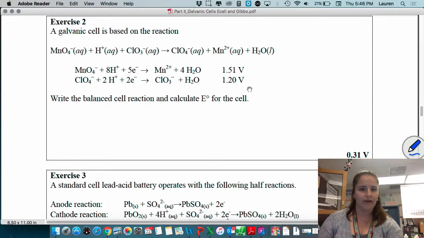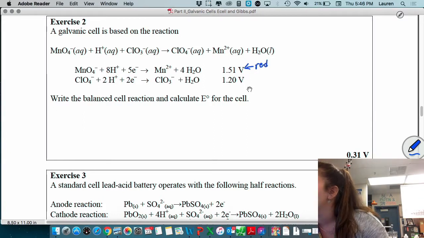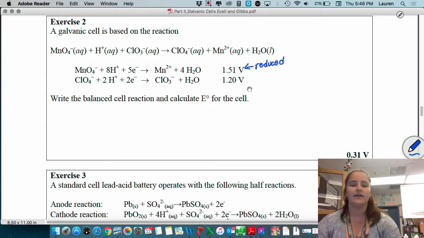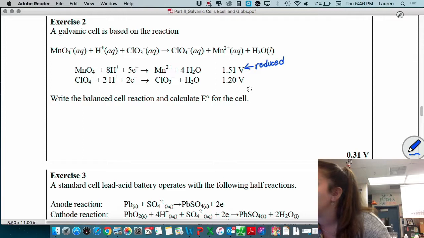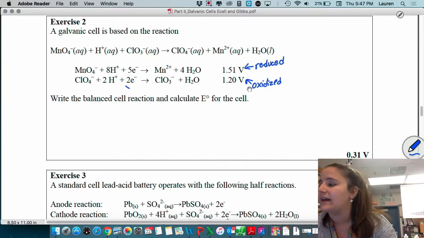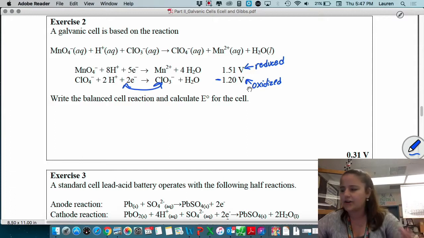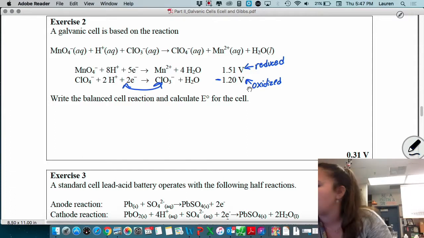Well, 1.51. So this one is going to be reduced, which means that the other one is going to be oxidized. So we are going to have to flip this reaction and flip the sign there. I'll write that again and write it under, but first let's just calculate the E cell.